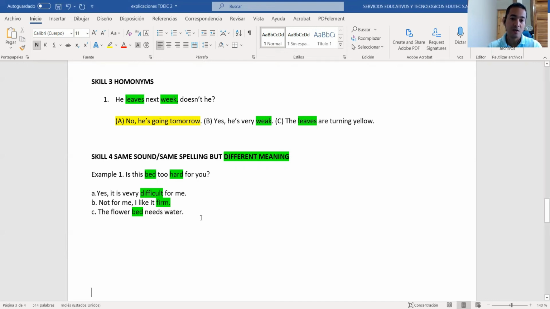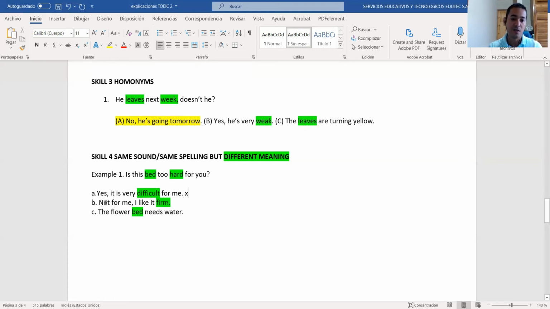As you could hear, the person is using: is this bed too hard for you? So you have to be careful here with the keywords bed and hard. So the first one, yes, it's very difficult for me. Probably you are thinking about a synonym for hard. But in this case, you see the context, the person is talking about the bed. Okay, so option A is not a choice.